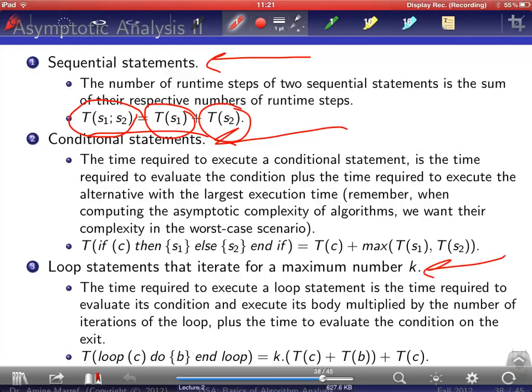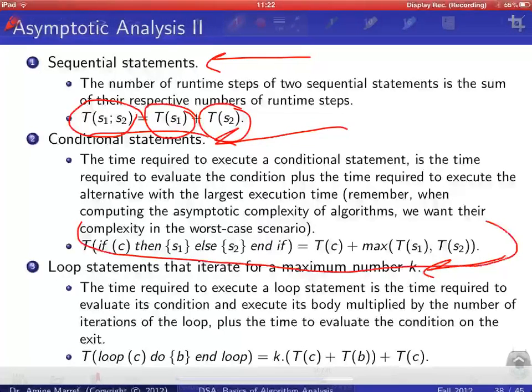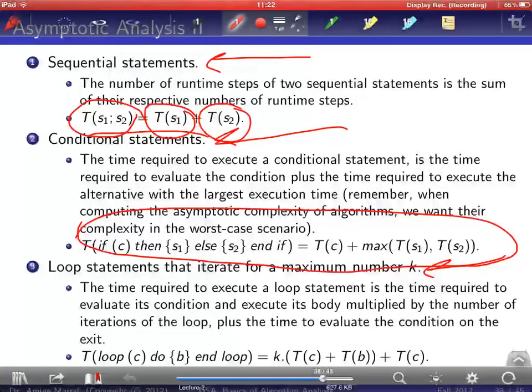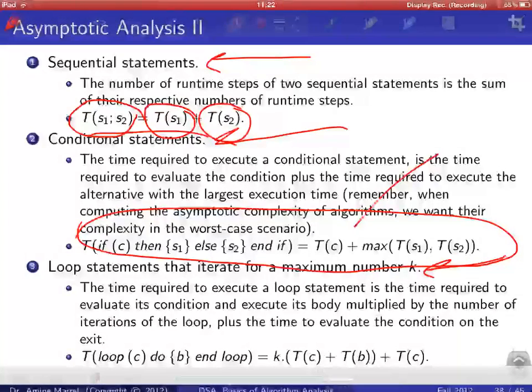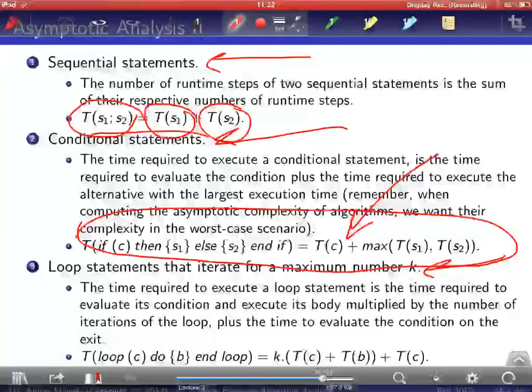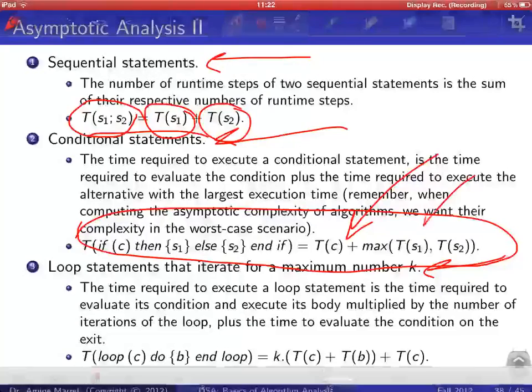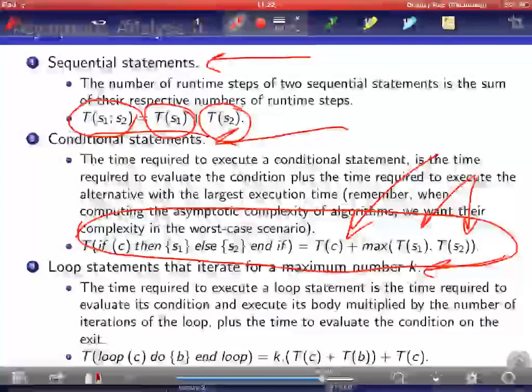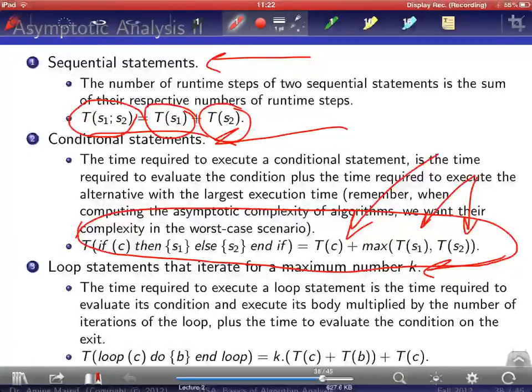Right. And finally, we have the loop. So it's the time to evaluate the condition plus the time to evaluate the body of the loop, multiplied by the number of times the loop executes, plus one final evaluation of the condition of the loop. Because the loop is going to evaluate, and it must evaluate one extra time at the end before exiting the loop. Okay.